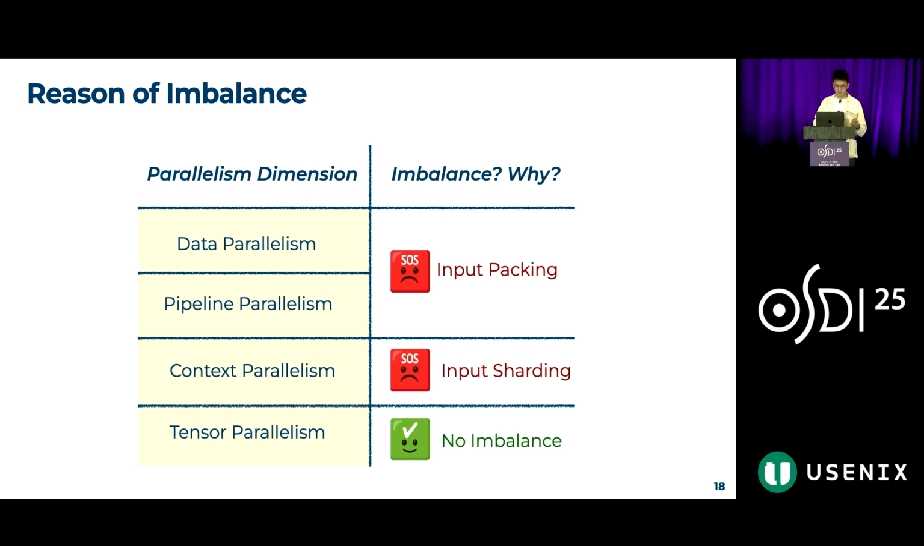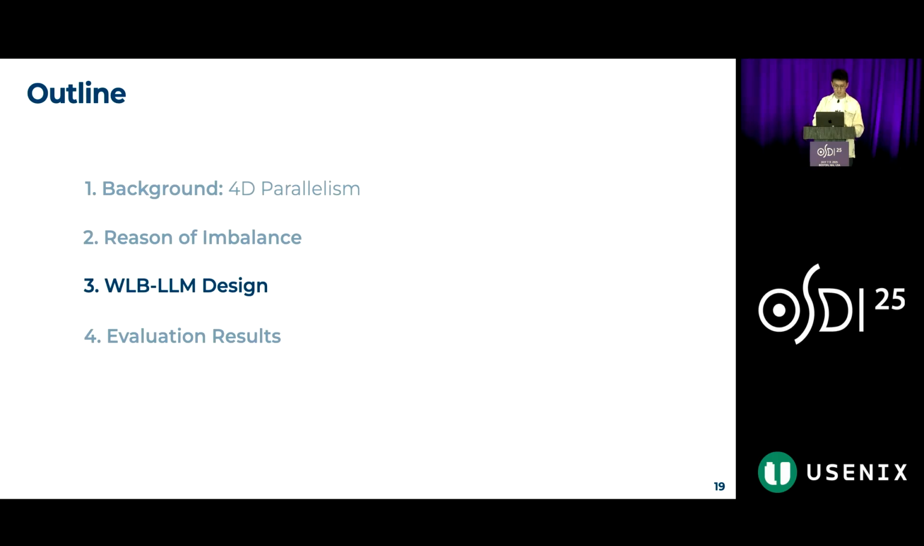So now we have found that imbalance happens at the DP, PP, and CP levels, caused by the input packing and the sharding respectively. The remaining question is how to resolve the imbalance. Next, I will introduce how we address the imbalance issue.